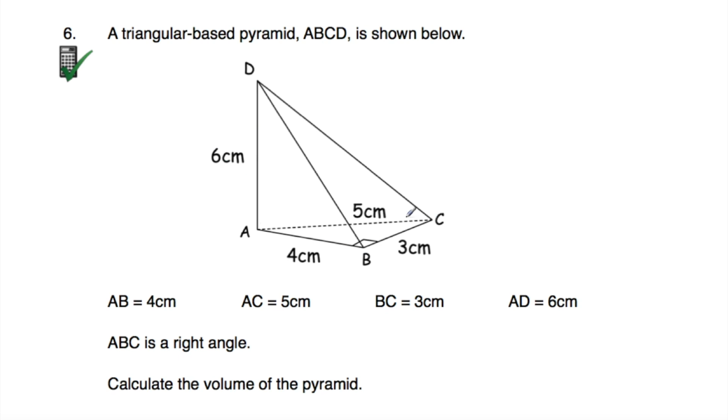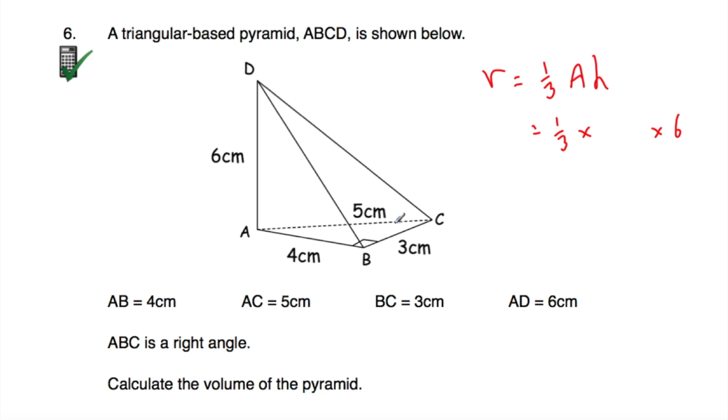So this is a right angle triangle on the base of the pyramid, and the perpendicular height, the height from the base up to the highest point of the pyramid, is 6 centimeters. And we've been asked to calculate the volume of that pyramid. So the volume is equal to a third the area of the base times the height. We know the height is going to be 6, so that's a third multiplied by the area of the base, which we need to find, multiplied by 6. Now we just need to find the area of the base.